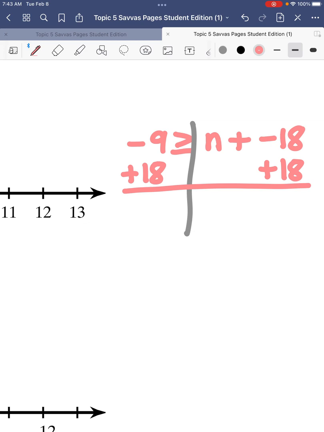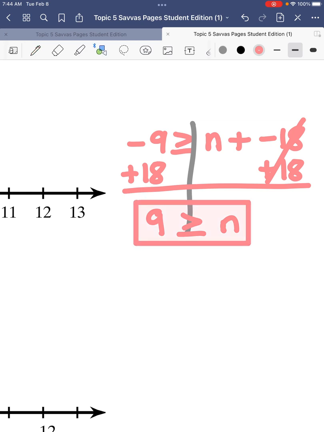Now on the side with the n, the 18s cancel out, and n is by itself, so it comes on down. There was no reason for my sign to change, so it's going to stay greater than or equal to. And on the other side, I have negative 9 plus 18, which is positive 9. So my answer is 9 is greater than or equal to n. Now that's a perfectly acceptable answer. Delta Math will take it.